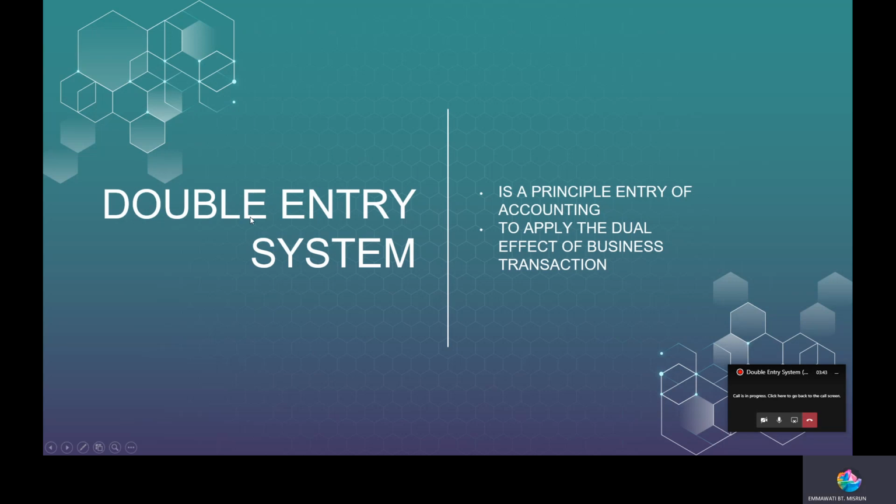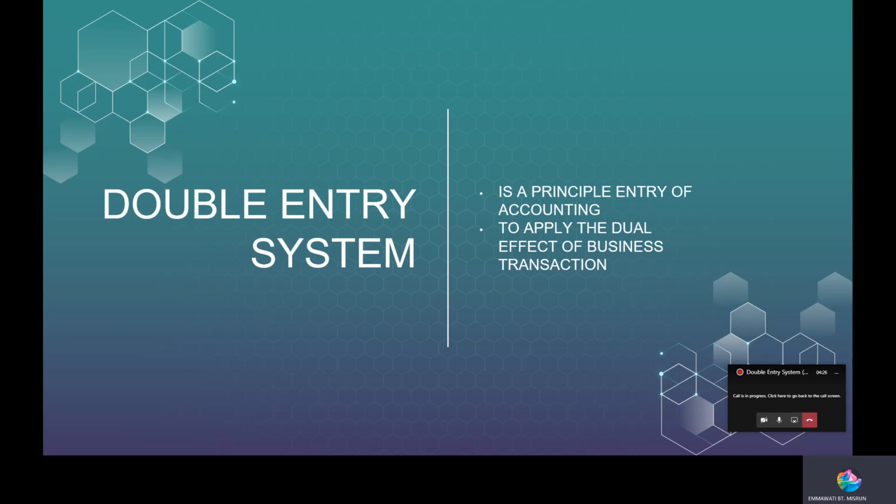The double entry system, also known as the double entry principle, sistem catatan bergu, is actually the principal entry of accounting. We need to master this understanding because we need to apply this concept in preparing our journal entries and ledger entries. When we talk about journal entries, you might find the format familiar. We are going to look at this later. And when we talk about a ledger, it is more like a T account with debit and credit.